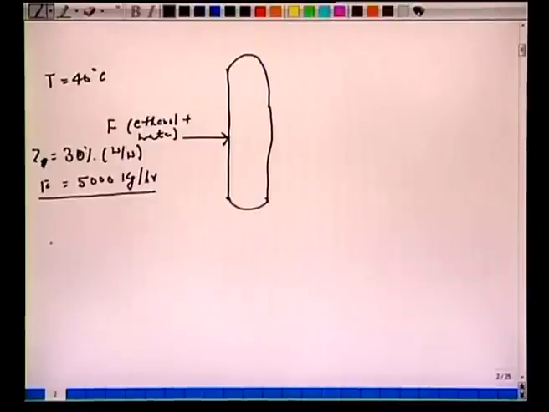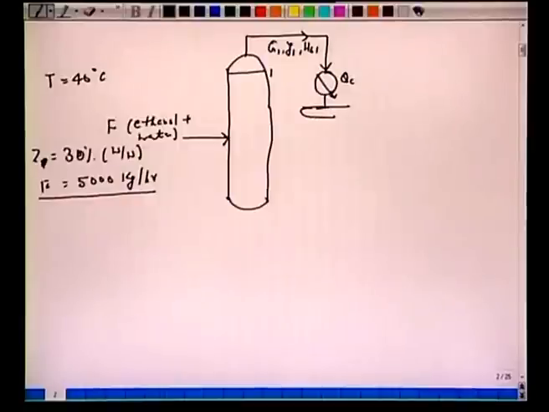Now it says the top product is withdrawn. Let's mark these points here. We have the first stage, stage 1, here. So this is G1, Y1, HG1. These are the specs of the vapor which arrives at this condenser. The problem reads that it's a total condenser, which means we condense the entire vapor to liquid. So our top product which leaves here is a liquid D. We have this XD and we have this HD.